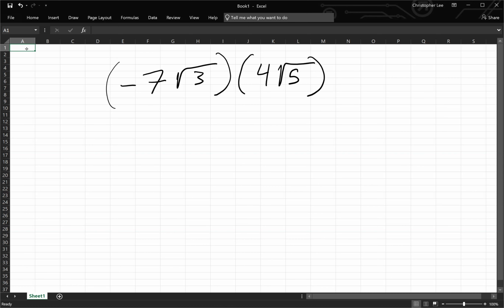All right, so we're just multiplying them, right? All you got to do is numbers with numbers, radicals with radicals. So what's -7 times 4? It is 28. Good. And then what's square root 3 times square root 5? Square root 15. And that's it. That's the answer.